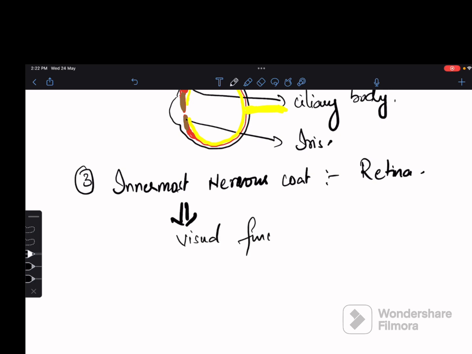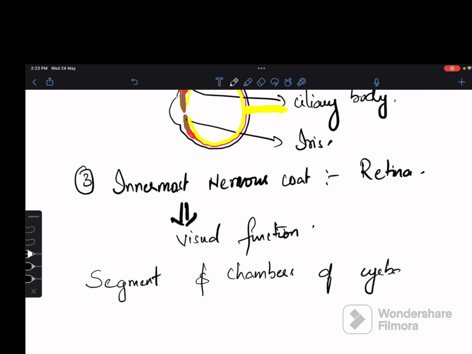visual functions, right? So sclera was concerned with the protection, the outermost fibrous coat. Then the middle vascular layer was concerned with nutrition, and then the innermost nervous coat is concerned with your visual function. Now the next important topic that you should have a very clear concept about is segments and chambers of eyeball. So once this is clear, chapters like glaucoma and everything will be at your fingertips. That's it. Okay. Now your eyeball has two segments.